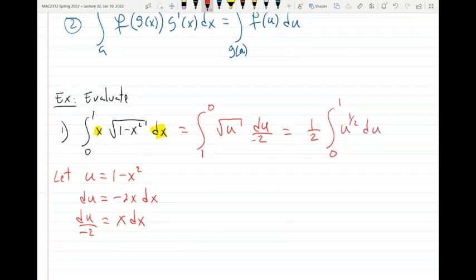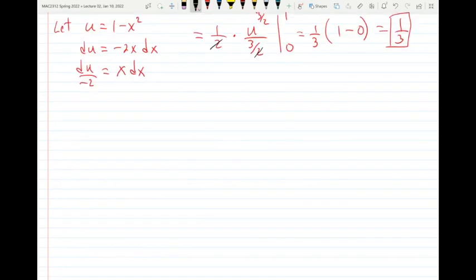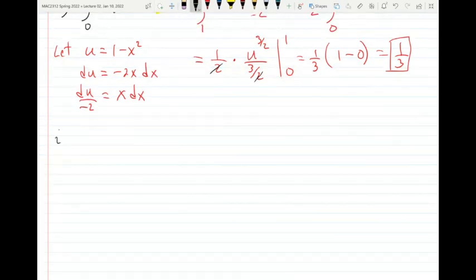I'm going to write it as u to the 1/2. You okay with this? And the 1/2, I just put it outside. And now we finish this. So this becomes 1/2 times u to the 3/2 over 3/2. And then from 0 to 1. And then we evaluate. So these two cancel out. So we get 1 over 3 times, and then 1 to the 3/2, that's 1, and 0. So we get 1/3. To show you this one nice little trick. Not little trick, but just to show you that you have to get creative sometimes.